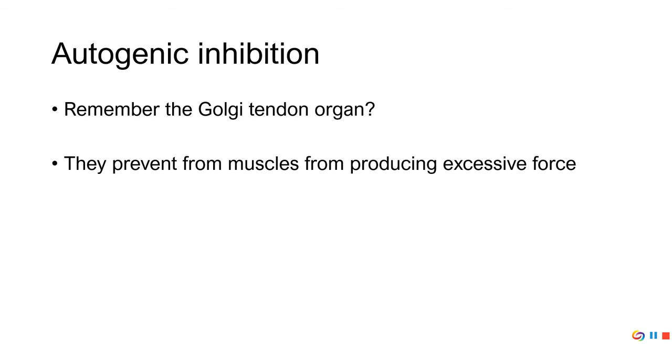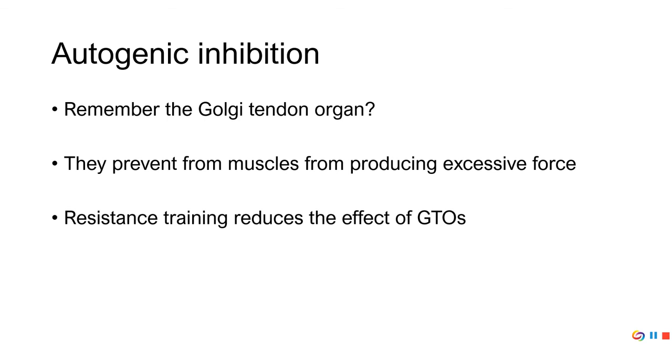Next, we have autogenic inhibition. You remember several weeks ago, we talked about the Golgi tendon organ. The Golgi tendon organ is activated when the tension your muscle is experiencing increases rapidly, and it causes the muscle to relax so it doesn't cause damage. The Golgi tendon organ is a safety mechanism. We don't want to damage or injure a muscle.